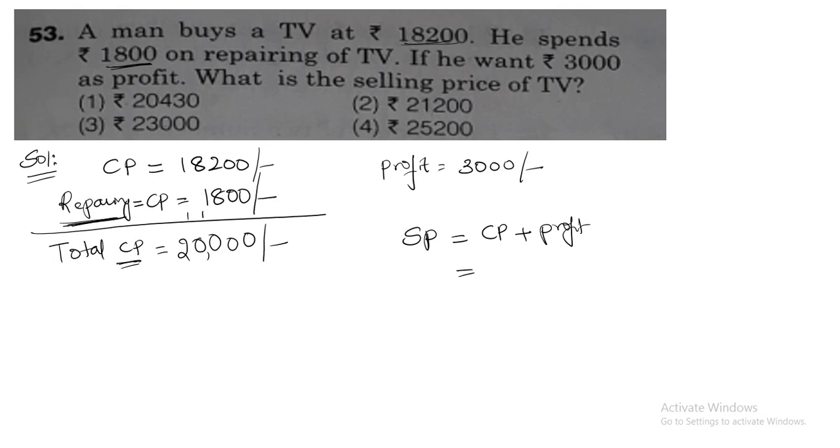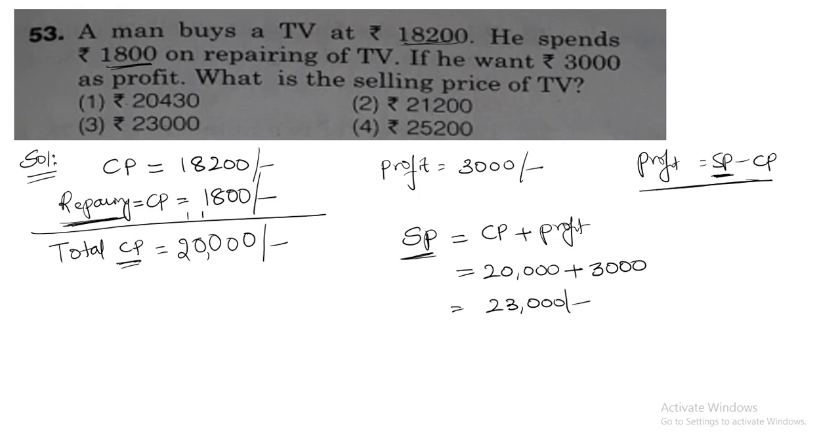So from this, we already know that profit is equal to SP minus CP. Using this condition, SP is equal to profit plus CP. Adding this, the cost price is 20,000 plus profit 3,000. What is the total value? It is 23,000. So if he sells the TV at 23,000, then he will get a profit of 3,000 rupees, right? So the main important formula that we need to remember is profit is equal to SP minus CP.